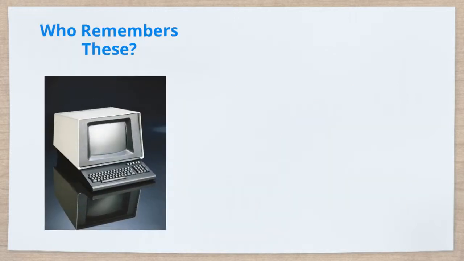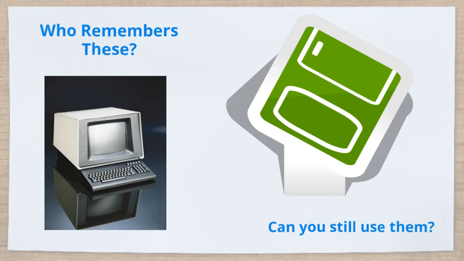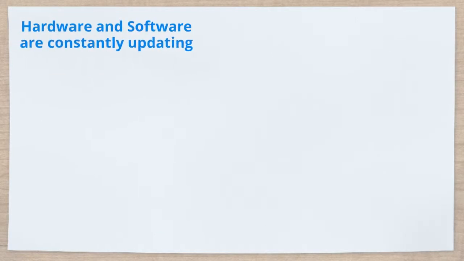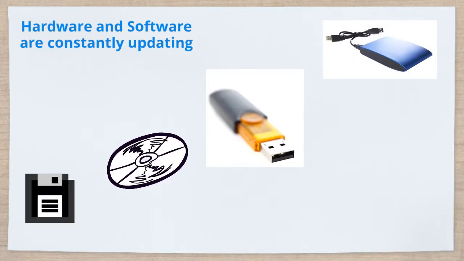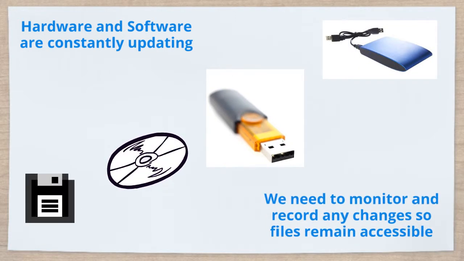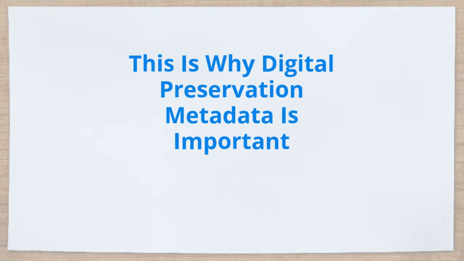Who remembers these? Can you still use them? Would you know where to start? Digital preservation is essential so that we are able to use digital materials in the future. This is crucial as hardware and software are constantly updating. Digital preservation needs to be documented so that we know what has been actioned already and how to go forward with digital preservation. This is why digital preservation metadata is important.